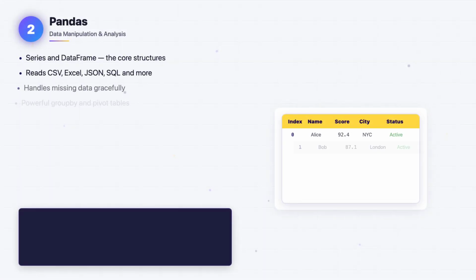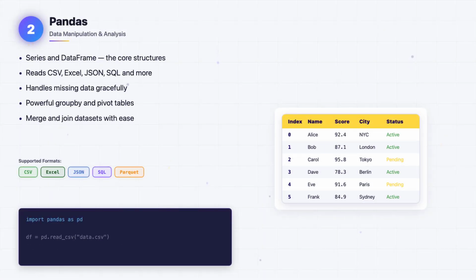Number 2. Pandas. If you watched our previous video on Pandas versus Excel, you already know why this library is so powerful. Pandas is the go-to library for data manipulation and analysis in Python.